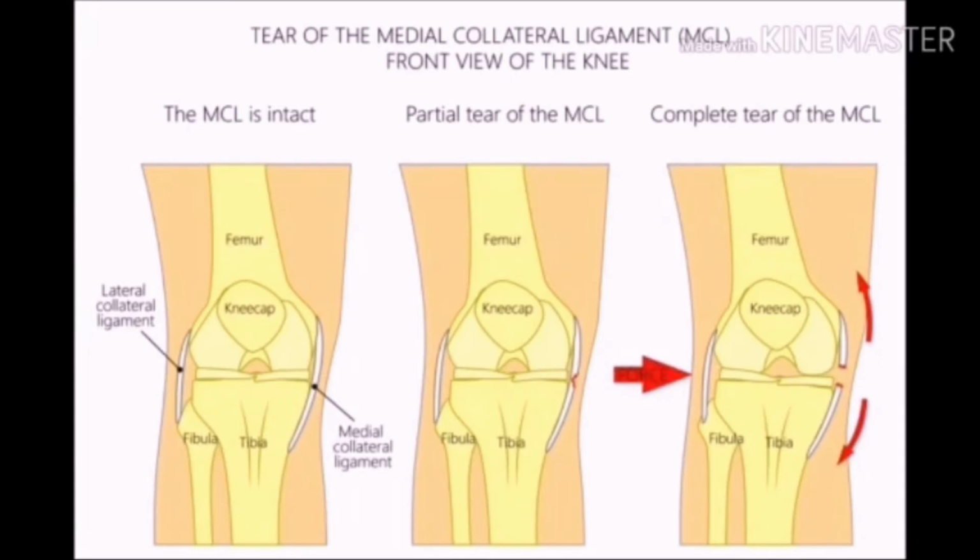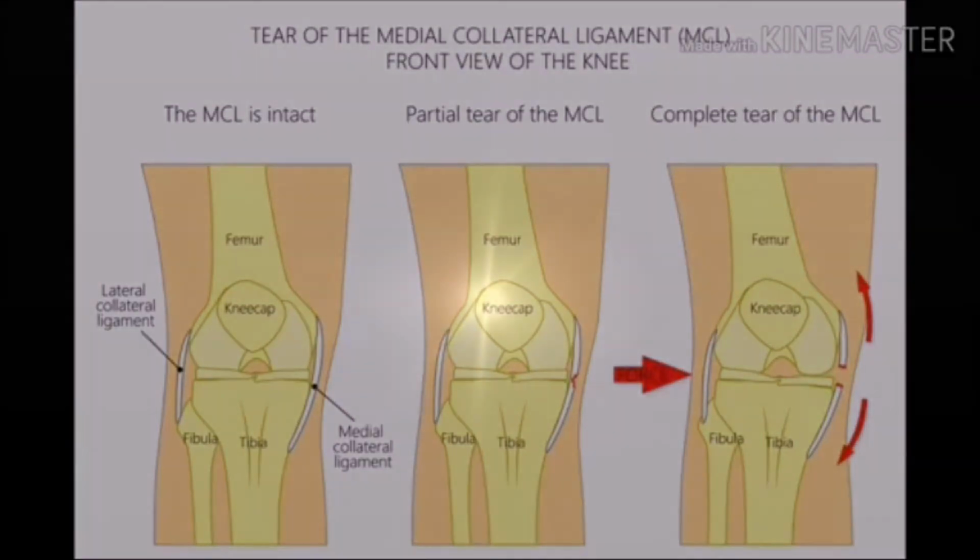There are classifications of the injury. There are Grade 1, Grade 2, and Grade 3. Grade 1, the mild injury with minimally torn fibers and no loss of MCL integrity. Grade 2, moderate injury with an incomplete tear and increased laxity of the MCL. And lastly, Grade 3, severe injury with a complete tear and gross laxity of the MCL.